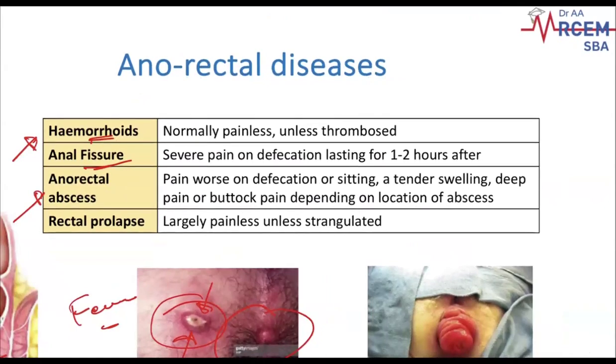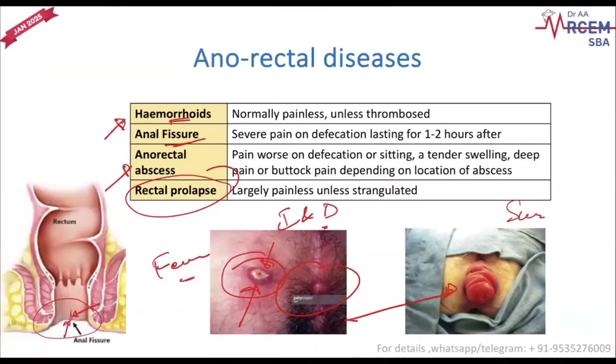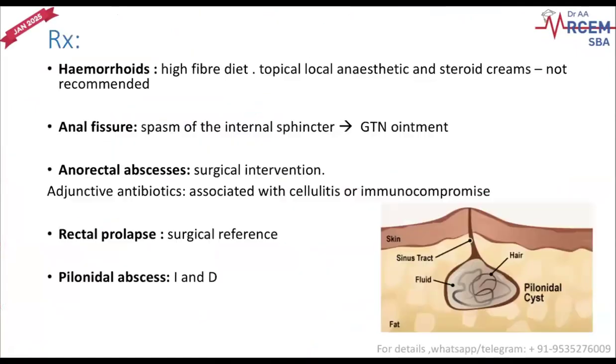So what we'll do, like any abscess, you need to do incision and drainage. You need to drain it, and it might require antibiotics, plus or minus antibiotics depending on the presentation. Rectal prolapse is not difficult at all to pick up. There is a classical prolapse of the rectum. You cannot do anything. You need to refer to the surgeons. That's the only option you'll have.